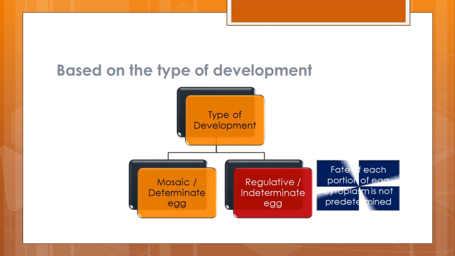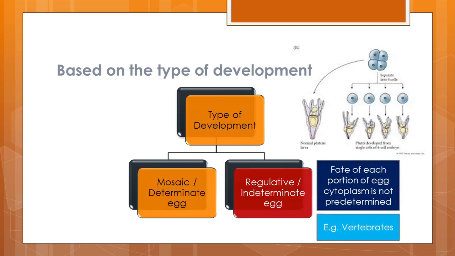In the case of regulative or indeterminate egg, the fate of each portion of the cytoplasm is not predetermined. Hence, during the process of development, if any damage occurs to the egg cytoplasm or if any cell is destroyed, then the remaining cells can reorganize or they can regulate development in such a way that a complete normal embryo without any defect is formed.